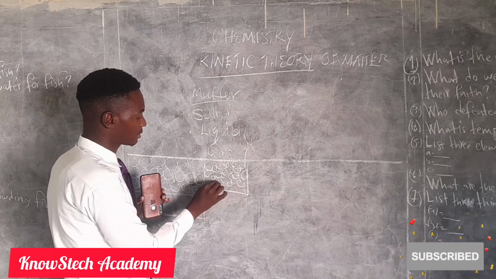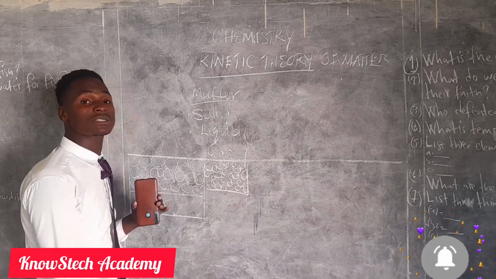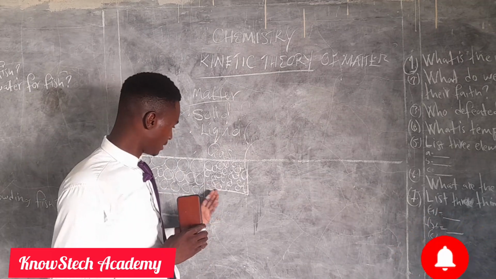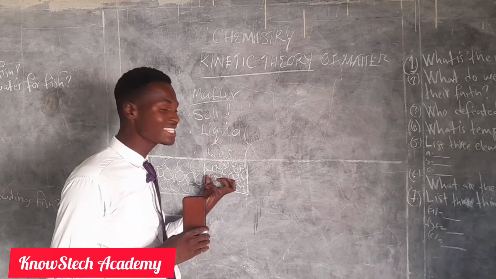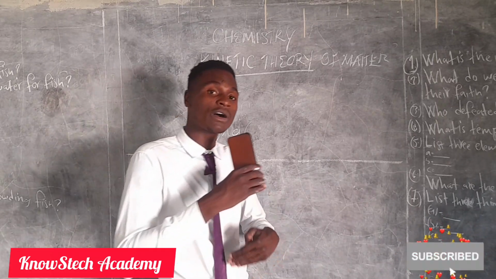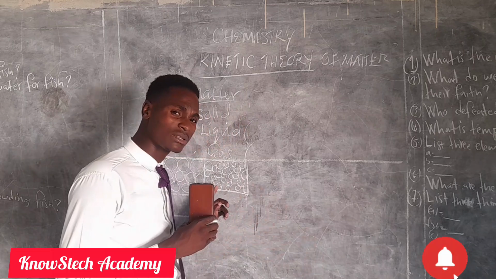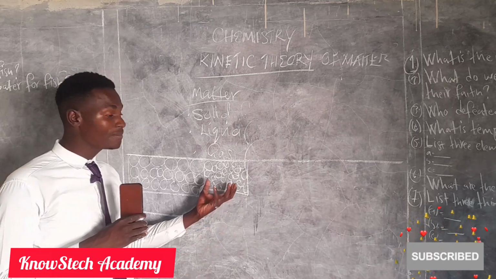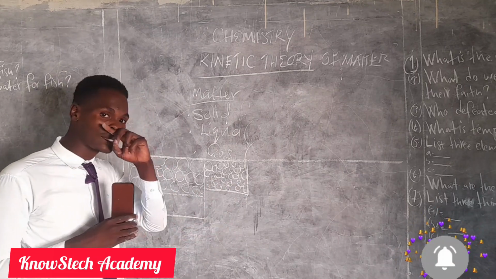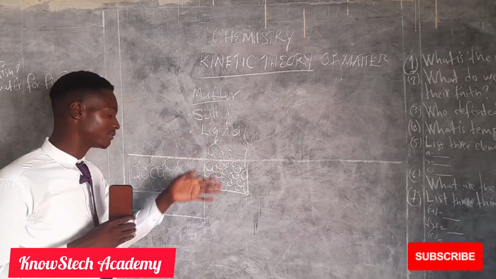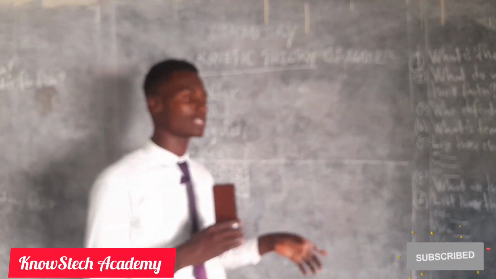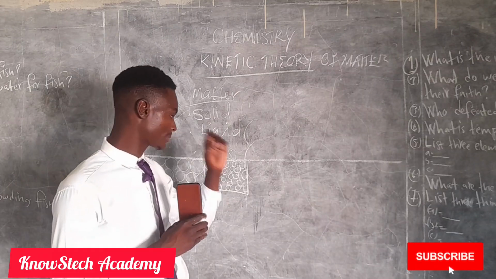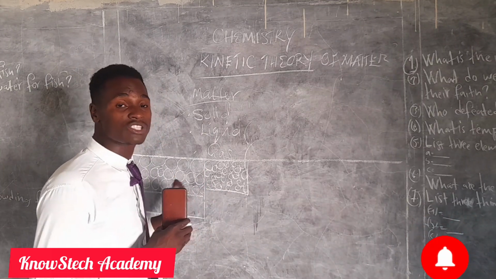You can't say this one is solid, because the pattern is not regular. These particles can easily slide over each other. So this one must be liquid, as they may look closer, but they are not arranged in a regular pattern. You have to be very careful in an exam, because you may mistake liquid for solid. Okay, that is the arrangement of particles.